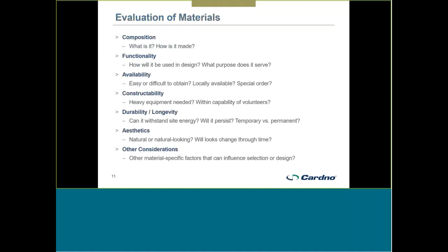And in addition to those functions, we think about a bunch of different considerations in how we would evaluate the materials. What's it made of, its composition? How will it be used in our design? That's what we just talked about on the last slide. What purpose does it serve? How is it going to contribute to my goals and objectives? I also need to think about its availability. It's great to have the perfect material, but if you can't get it or you have to ship it across country and your logistics costs go through the roof, then that doesn't do you much good. Then there's constructability, by which I mean, is this something a group of volunteers can do? Is this basically manual labor, or do you need specialized skills or heavy equipment? Not that that's not available, but it has impacts on the cost.